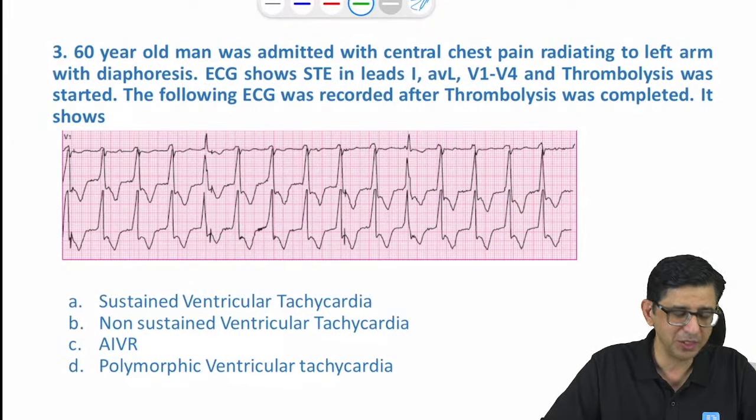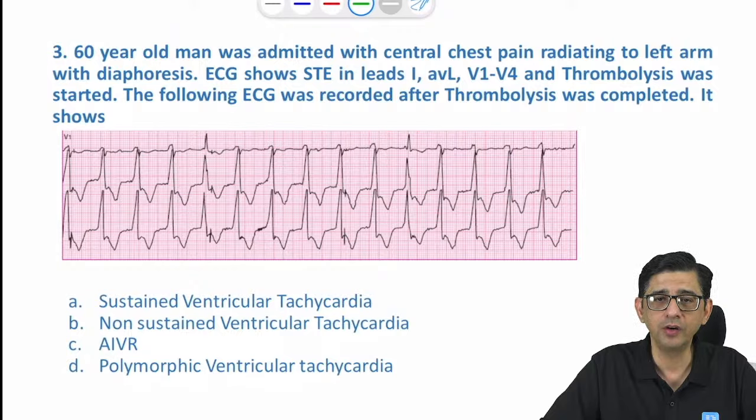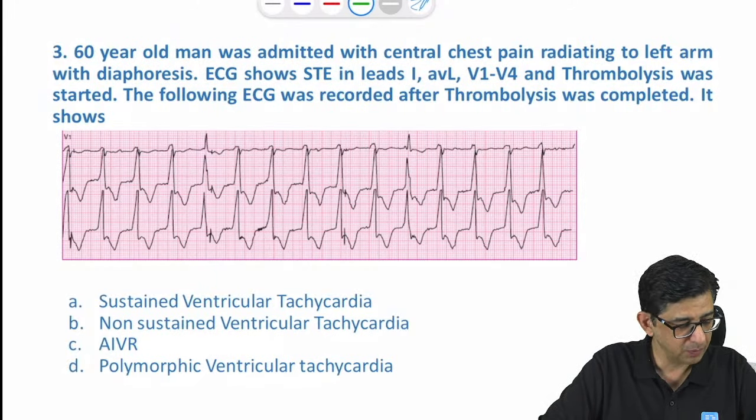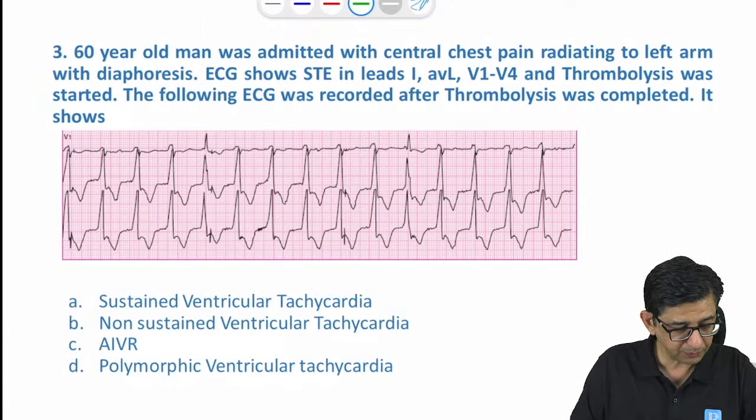Thrombolysis in this patient was done, and the ECG was recorded after the thrombolysis was completed. And what you need to pick up is the findings in this question.